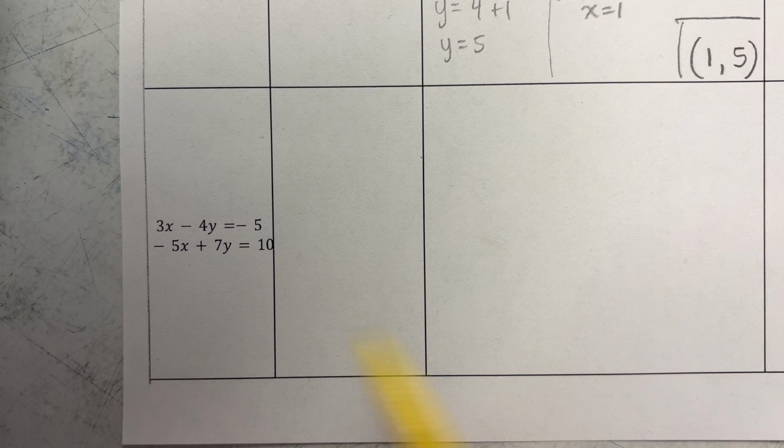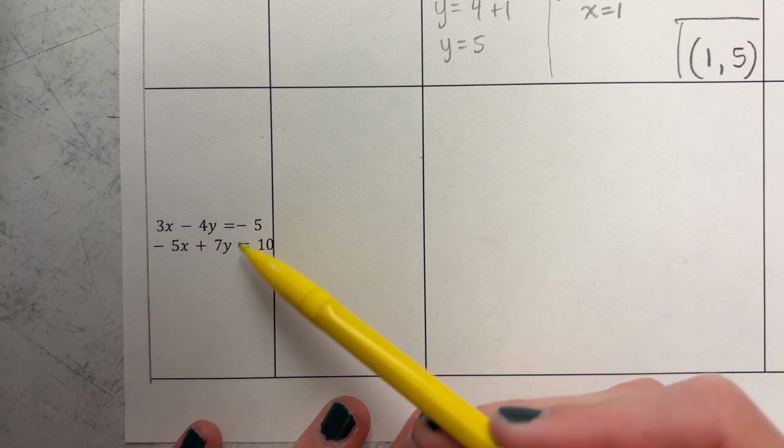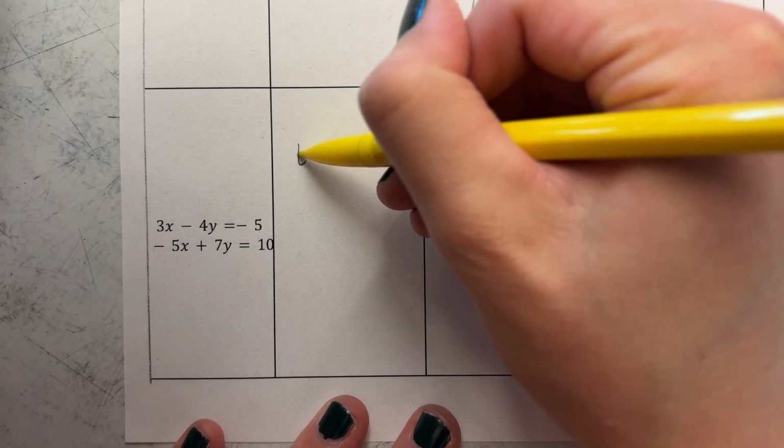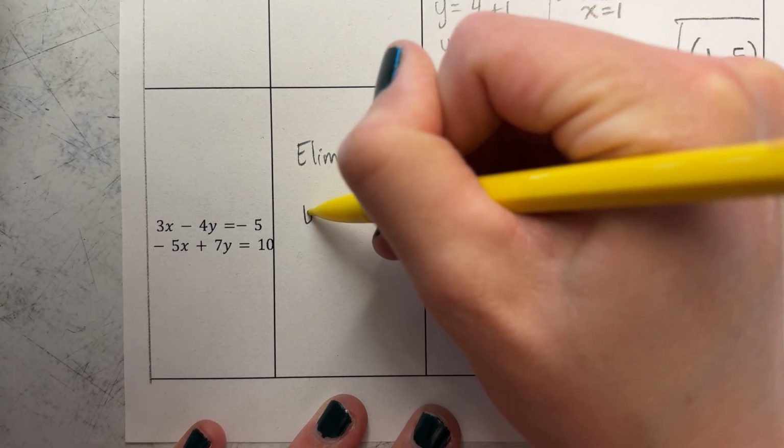Okay, down here, which method should I use? So here what I observe is that I have two equations in standard form. So I'm going to use elimination here. And why? Both equations are standard form.